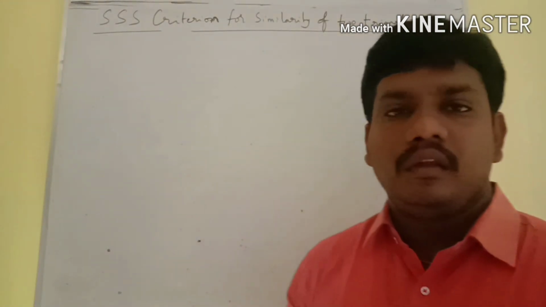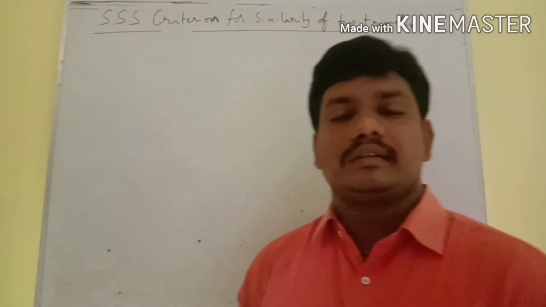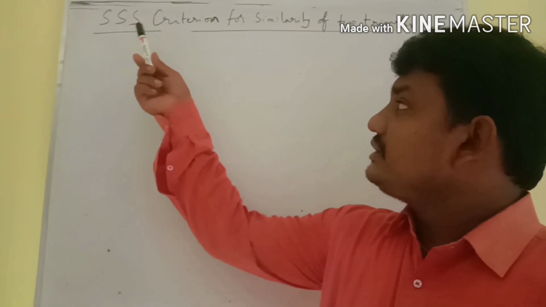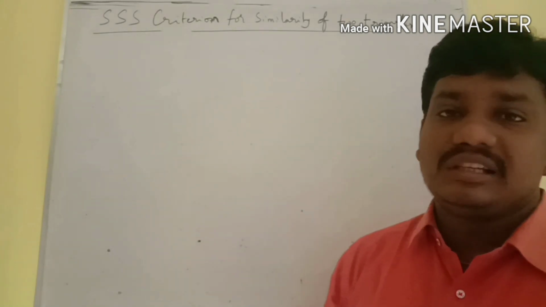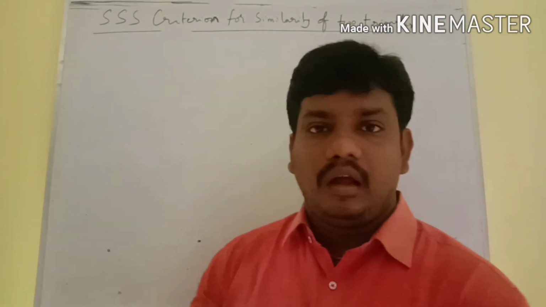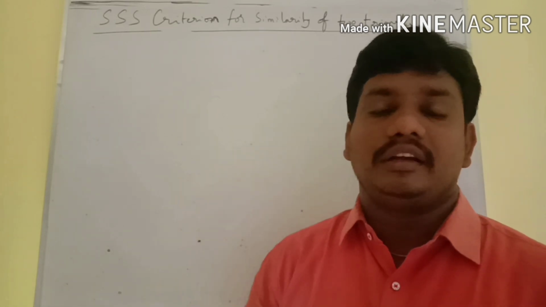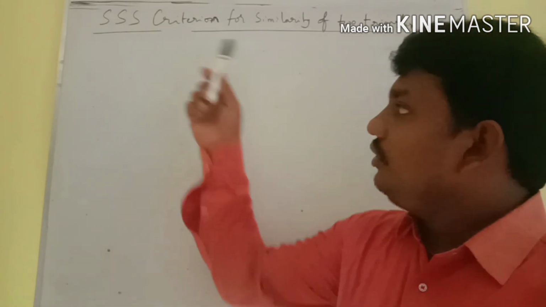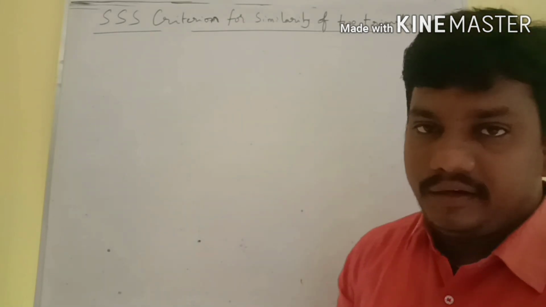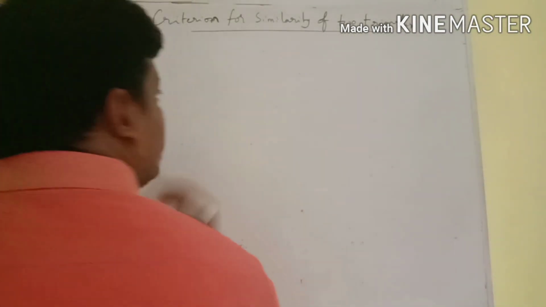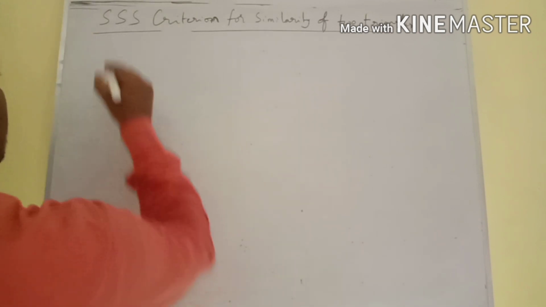Hi students, in this video we are going to discuss the side criterion for similarity of triangles. In the last video we discussed the angle similarity criterion for triangles. So now, the side criterion for similarity of triangles. In this theorem, what is the statement?